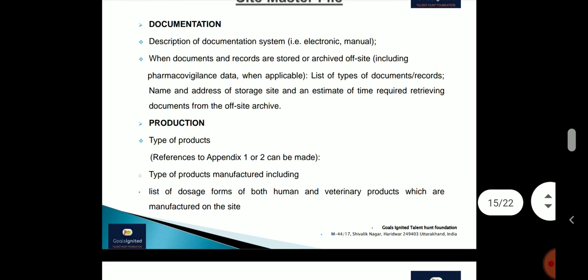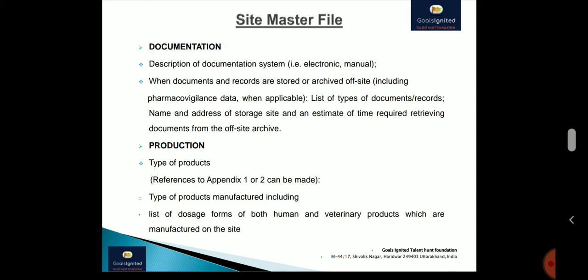Then the documentation part: how do you control, how do you monitor, or how do you record all the documents needs to be mentioned in the site master file. A description of the documentation system, whether we are carrying it out manually or maintaining it electronically, is to be mentioned there. When documents and records are stored or archived off site, then the pharmacovigilance data when applicable, a list of the types of documents or records, the name and address of the storage site, and the estimate of the time required for retrieving documents from the off-site activities.